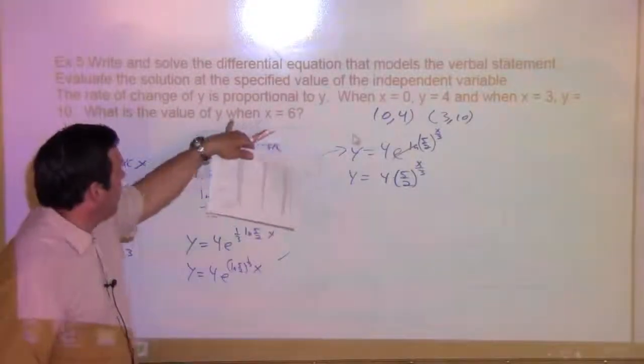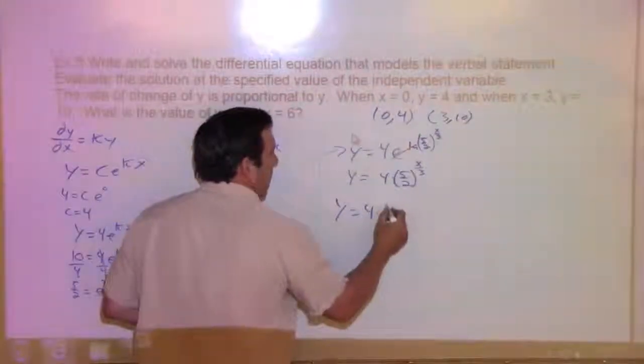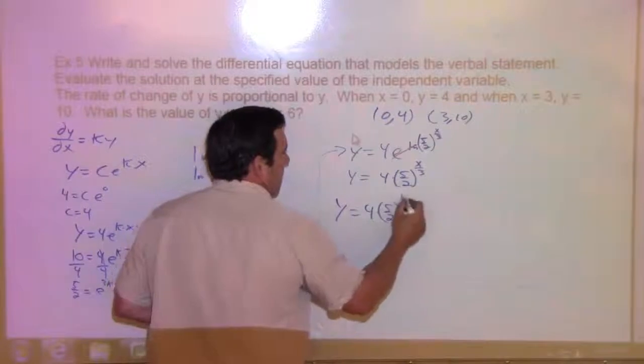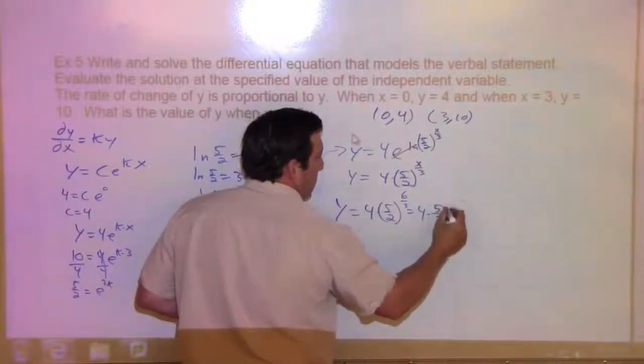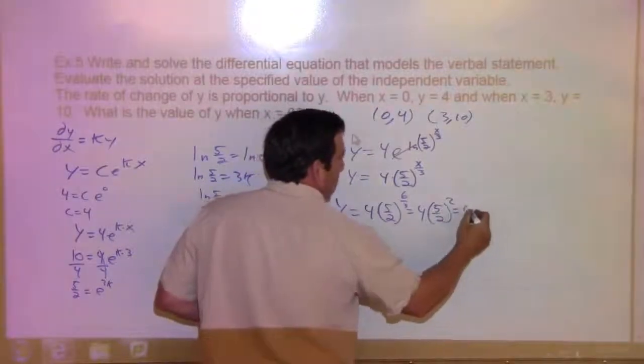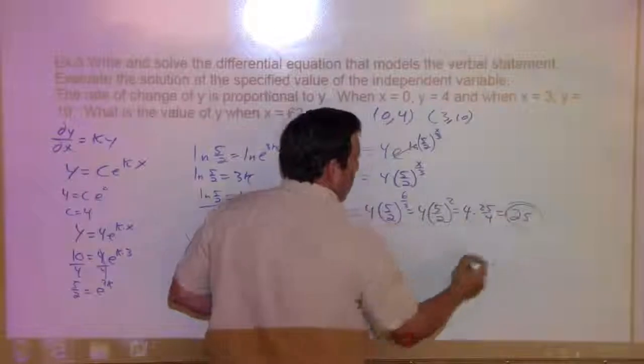So in the last part it says find y when x is 6. y would be equal to 4 times 5 halves to the 6 over 3. That's 4 times 5 halves squared, which is 4 times 25 fourths, which is 25.